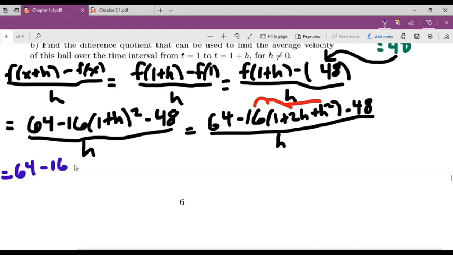Okay, minus 16 times 2 is going to wind up giving you a minus 32h. Minus 16 times h squared is going to be a minus 16h squared. Okay, and then a minus 48, all over an h.